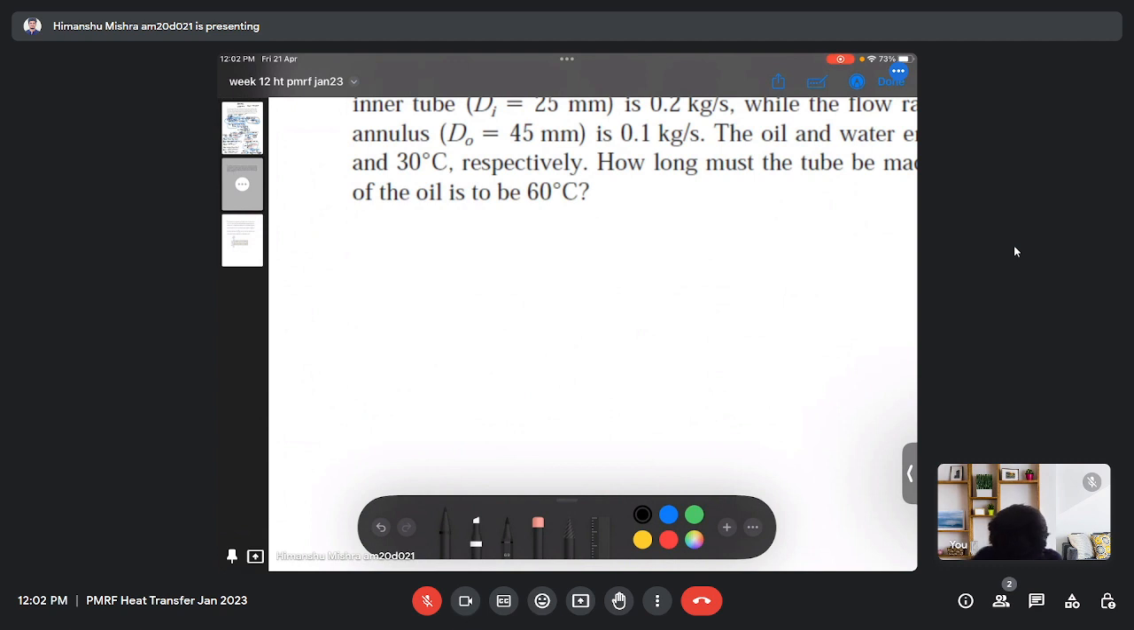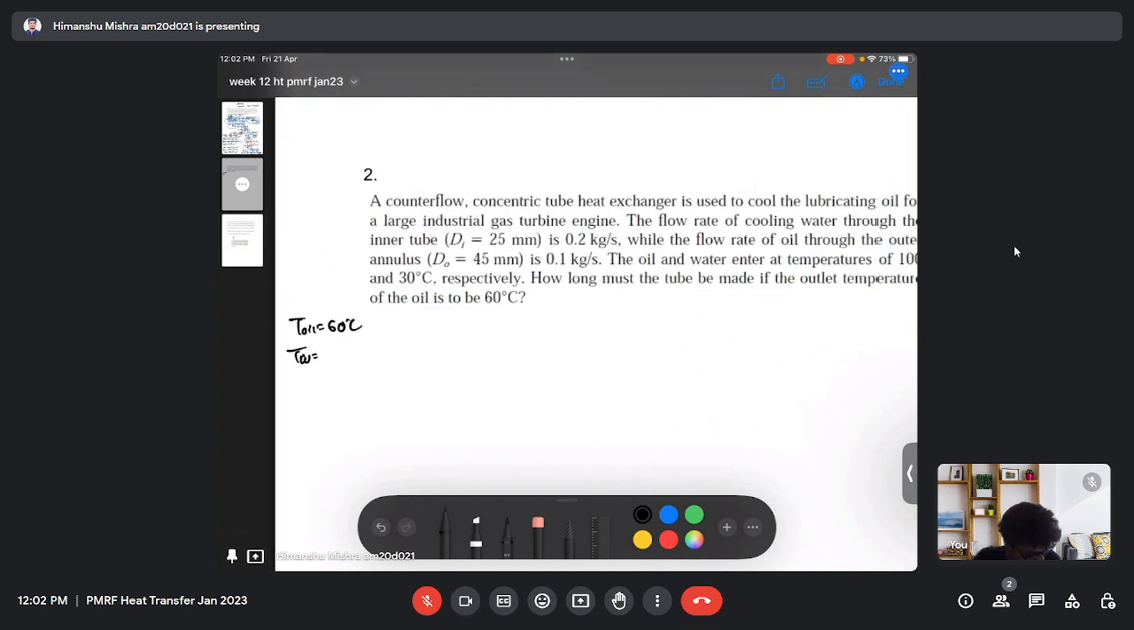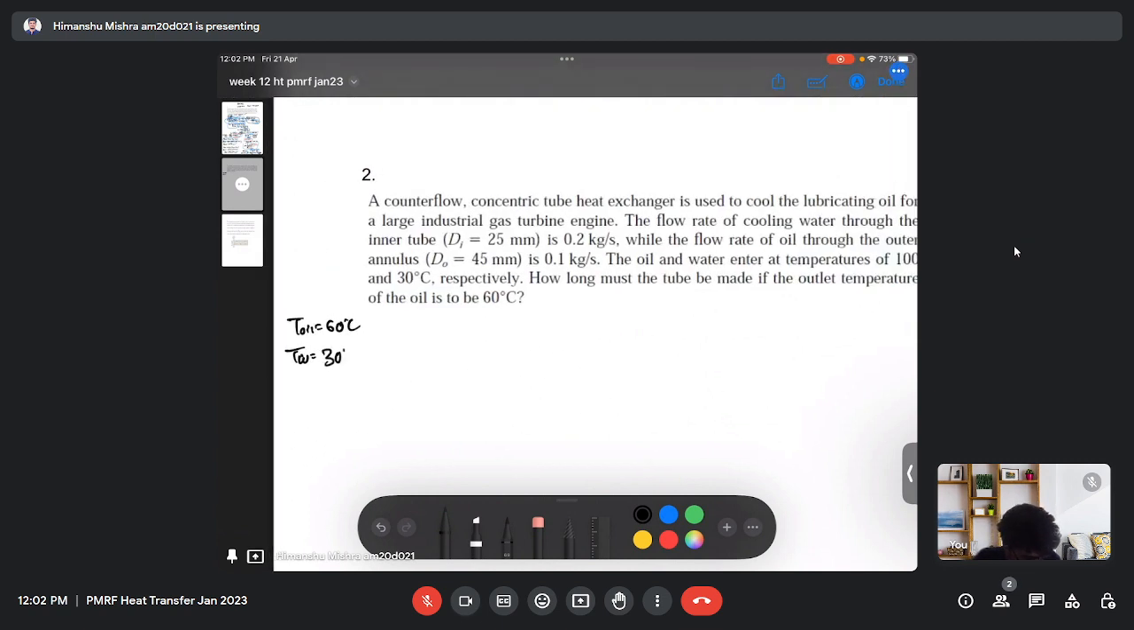So we have been given the outlet of oil, 60, inlet of water, which is 30, inlet of oil, which is 100.